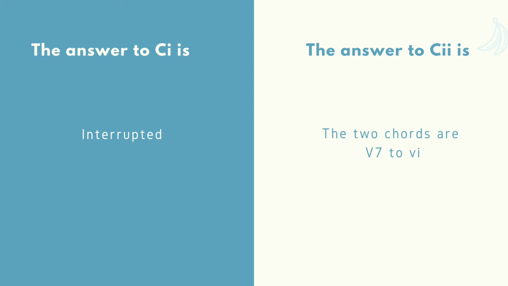Let's check the answer. The answer of Part C1 is interrupted cadence. The two chords forming that cadence are dominant 7th to submediant.